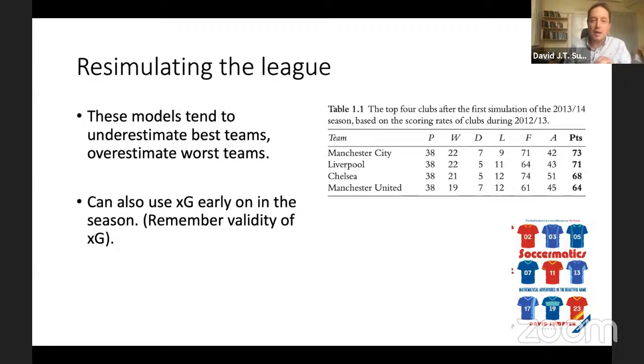And that's partly the nature of the model. These are small things that don't quite work with the model. Plus, it's partly that it's difficult to estimate the scoring rates for the teams. So one thing we can do, for example, is use expected goals early in the season to simulate future matches. So these simulations, they kind of work. They're not very far away, but they're certainly not perfect either. And that's evidenced by the fact that the best teams slightly overperform what the model would predict, and the worst teams tend to underperform what the model would predict. They make things a little bit more even than we'd like them to be.